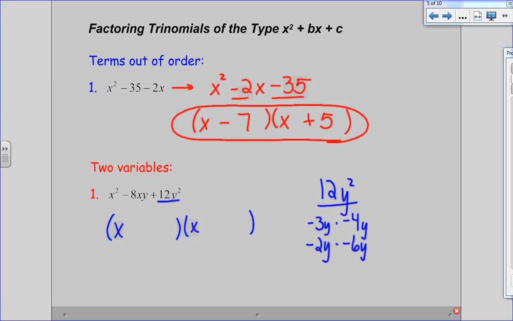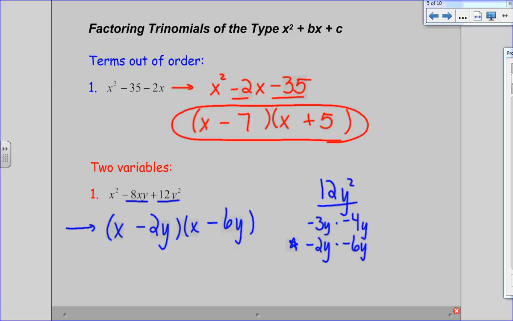And that is the combination that can multiply to give us our last term of 12y squared, but also help us get that negative 8 in the middle. So let's put in the minus 2y and the minus 6y. Now people often wonder at this point, how is that going to work since there's an xy in the middle? Where does the xy come from? Because there isn't any xy's that we see together on this line.